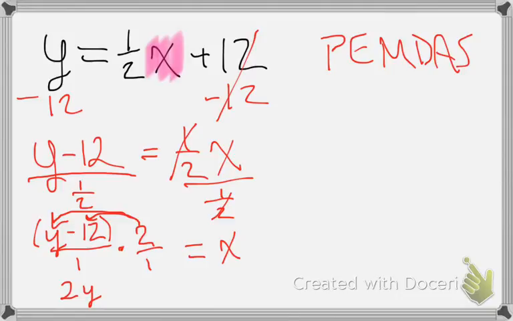So it's 2y. So you can do fractions, I guess. So 2y minus 12. Not 12, sorry. Minus 24. Very nice. And there's our x. Nice work.